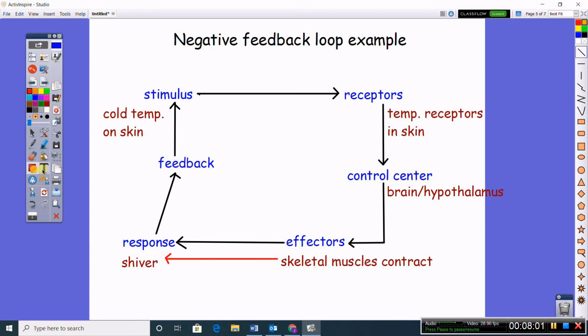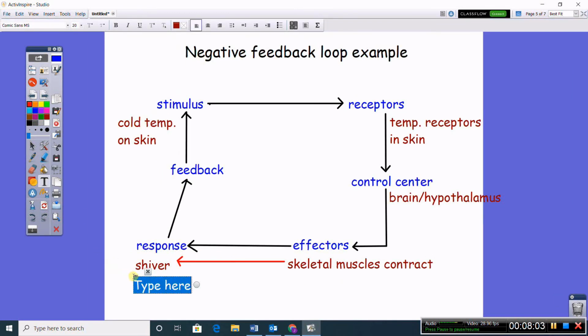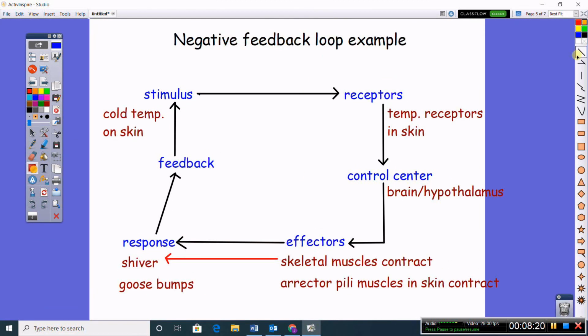All right, well, what else happens when we get cold? Well, we get goosebumps. Why do we get goosebumps? Well, because when we get cold, our erector pili muscles in the skin contract. So that's one of our effectors. Remember, we said effectors had to be muscles or glands. So these are both muscle examples here.